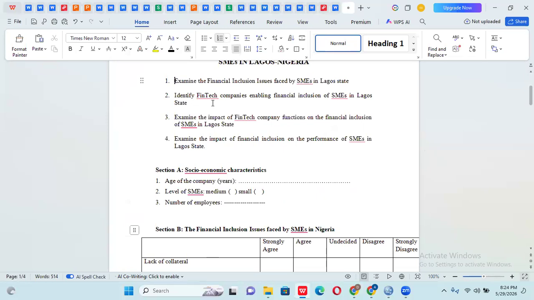Second objective: identify fintech companies enabling financial inclusion of SMEs in Lagos State. Now, somebody can be saying that I thought this person is in Prague. Why is she doing research in Lagos State? Of course, she's in Prague, but she was told to pick a topic that she can easily get the data for. That's what most people don't understand. Pick a topic for which you can easily gather the data set. So, of course, she knows people in Nigeria that can help her to collect the data. That's why she picked Nigeria. If she picked Prague, how would she collect data in Prague?